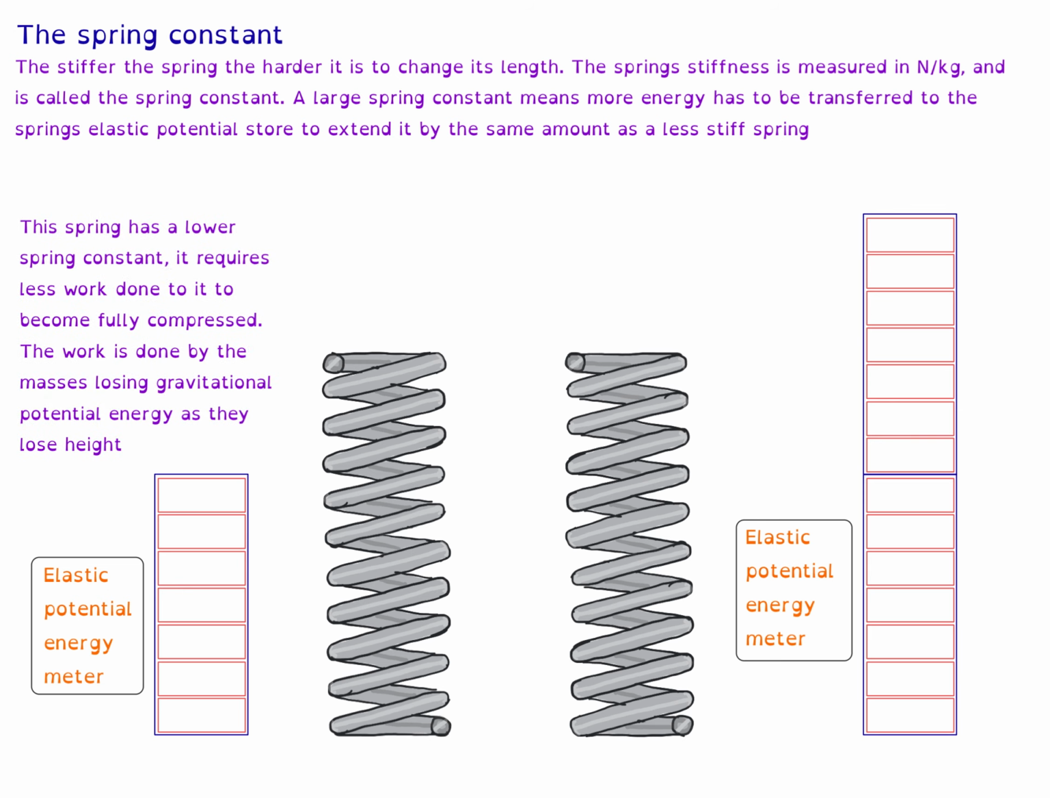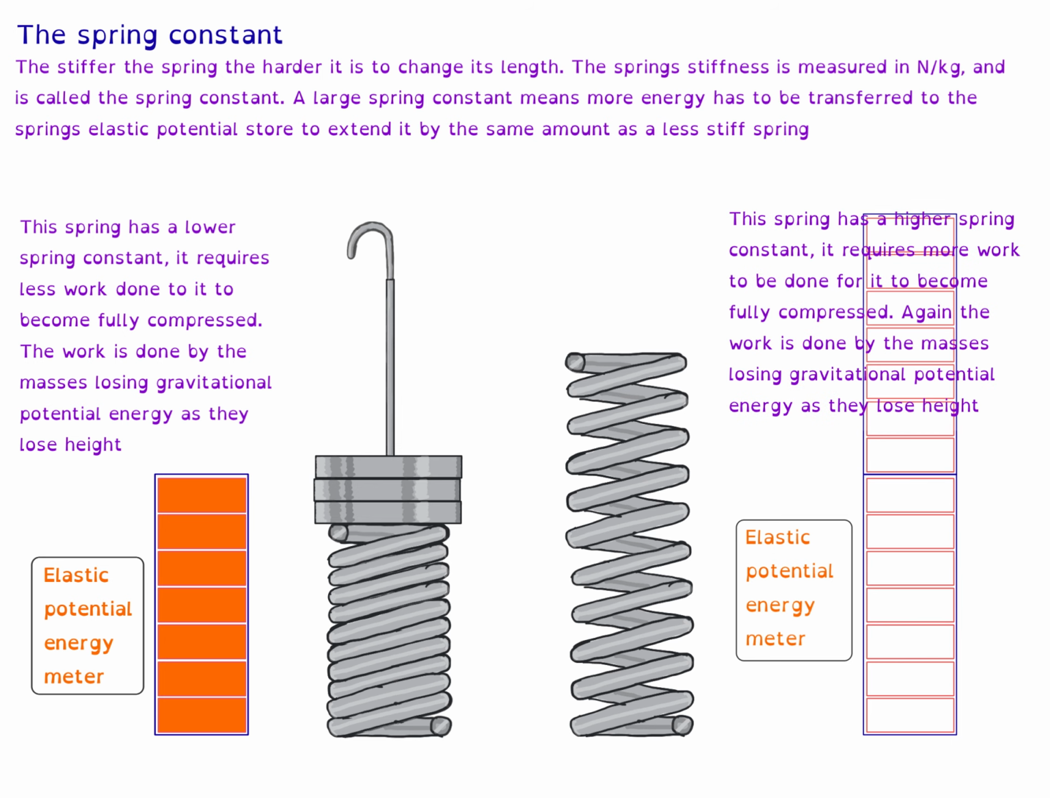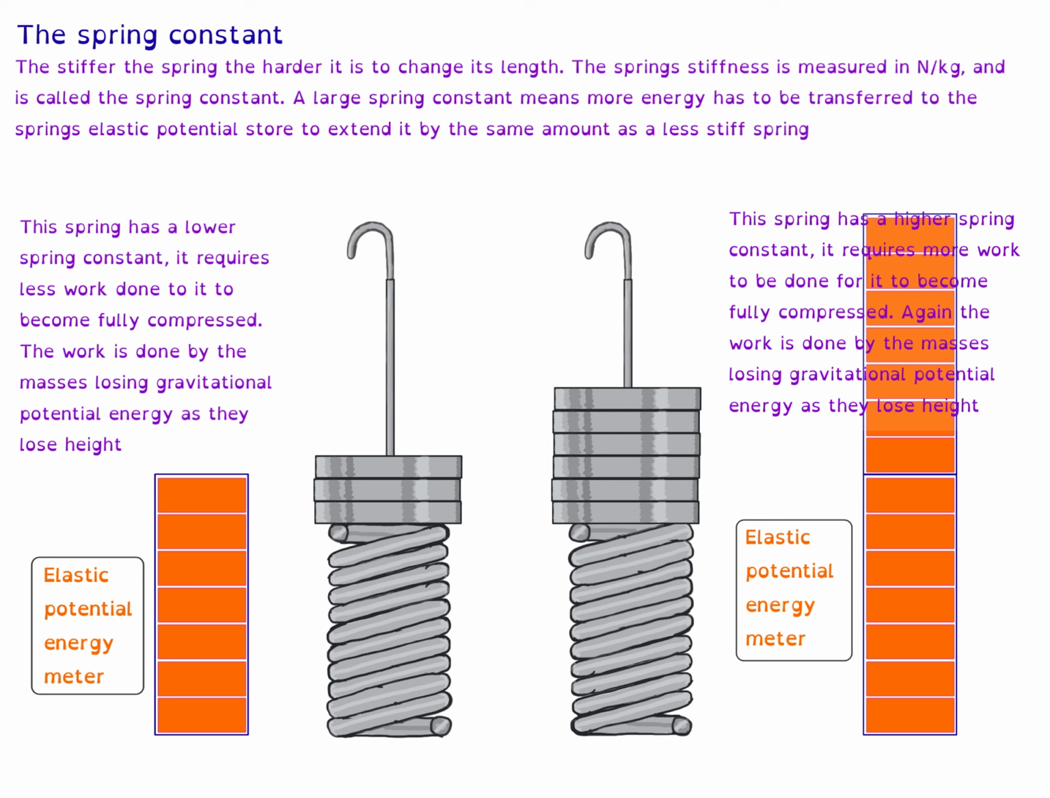This spring has a lower spring constant. It requires less work done to it to become fully compressed. The work is done by the masses losing gravitational potential energy as they lose height. This spring has a higher spring constant. It requires more work to be done for it to become fully compressed. Again, the work is done by the masses losing gravitational potential energy as they lose their height. As more work has been done, there is a greater amount of energy in the elastic potential energy store.